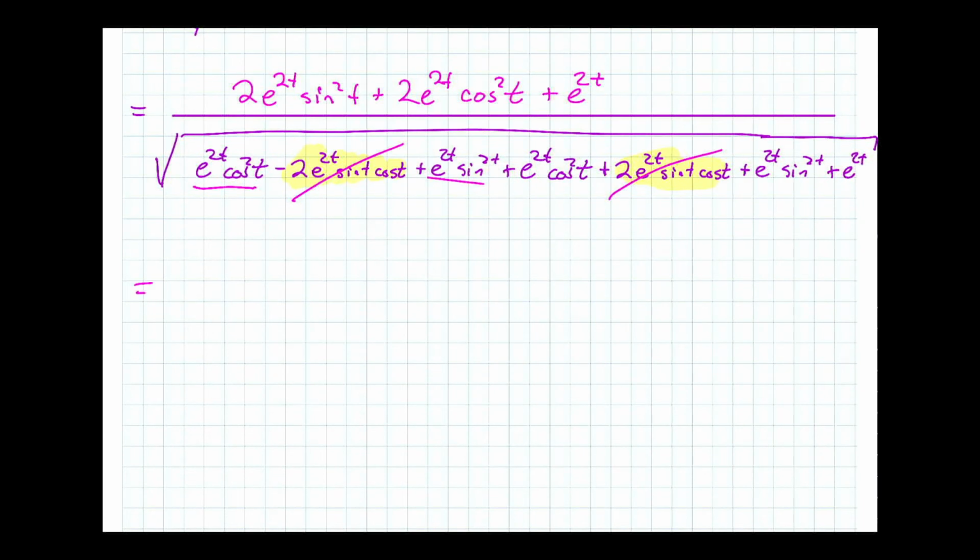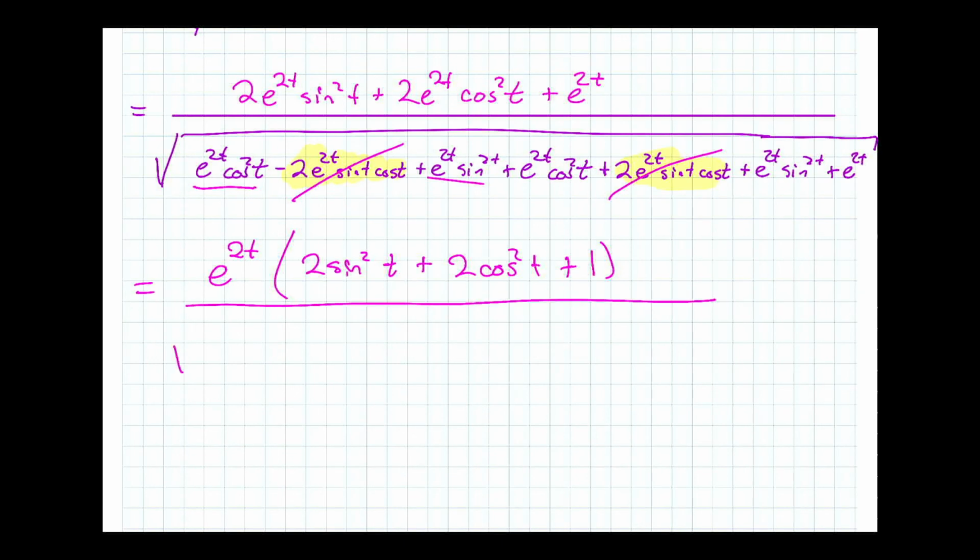All right, so here's what I want to do. In the numerator, everything has an e to the 2t, right? I'm going to factor out e to the 2t. If I do, then what I'm going to be left with, take away the e to the 2t, you're going to have 2 sine squared t plus 2 cosine squared t plus, and we factored out e to the 2t, so just plus 1.